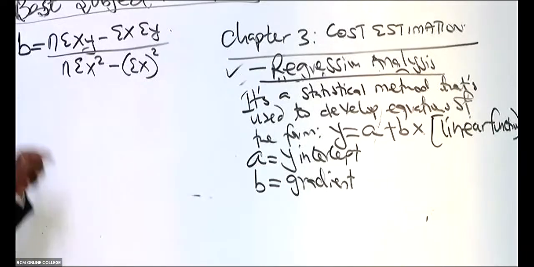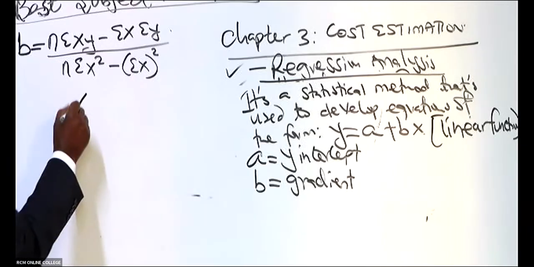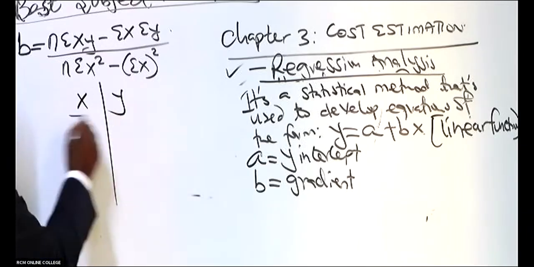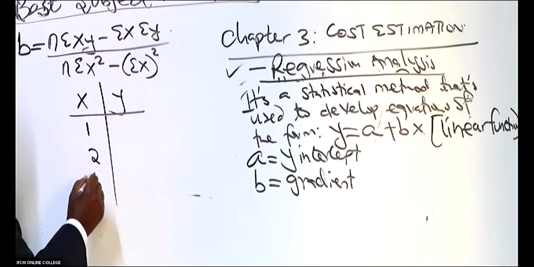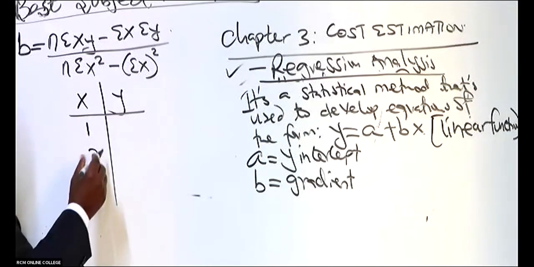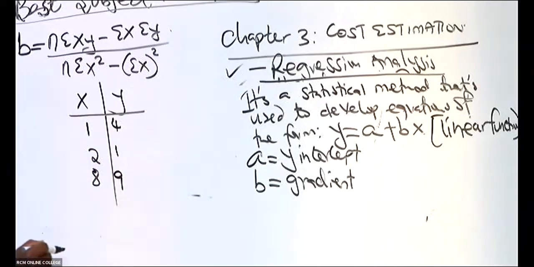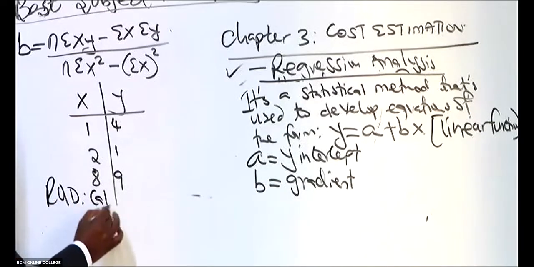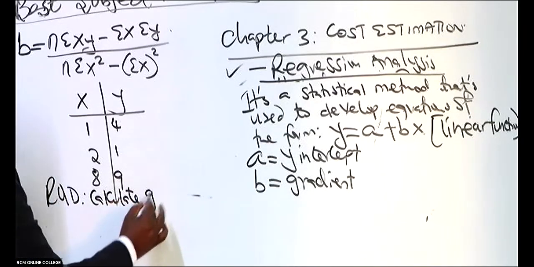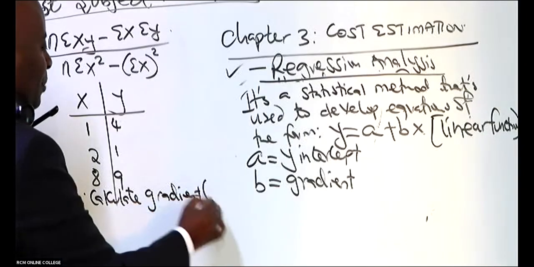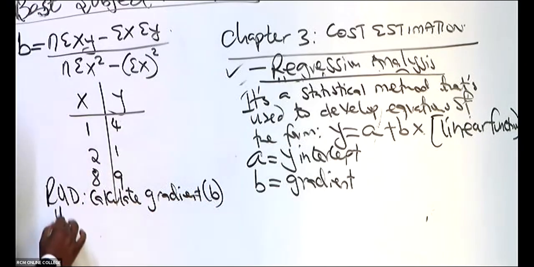And before I give you the formula of getting the value of A, I would want us to calculate B for this information. You are given 3 data: x is 1, 2, 8 and y is 4, 1, and maybe 9. And then we are required here to calculate the gradient, which is B, using regression analysis.